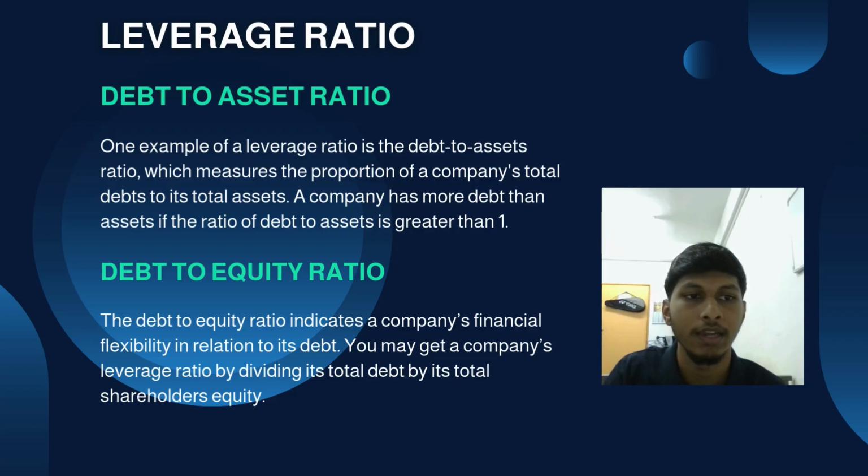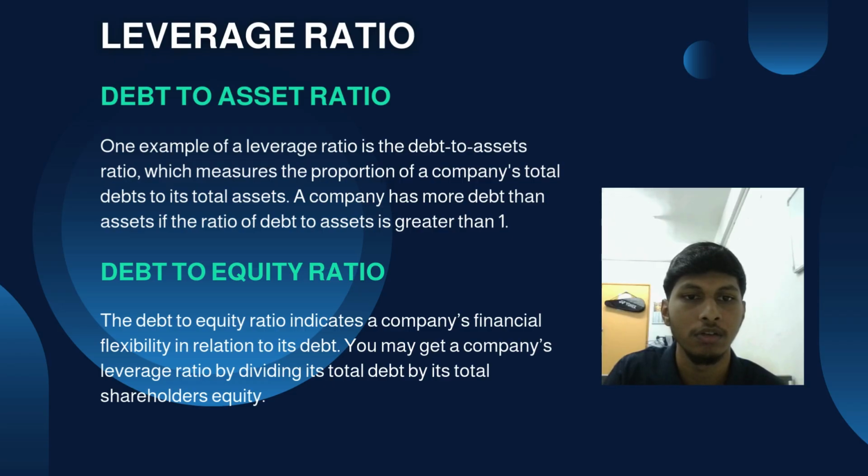For ILB Group Berhad, the ratio is 0.20 to 1. For the interpretation, ILB Group Berhad has a debt to asset ratio of 0.20 to 1, meaning 20% of the company's assets are financed by debt.